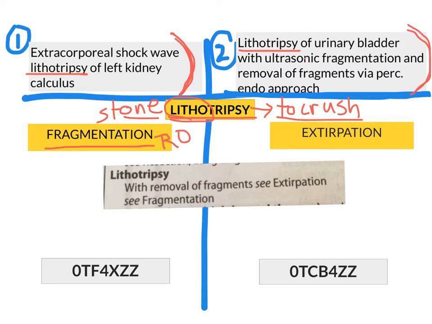However, in exercise 2, yes, they're performing the lithotripsy, so they're crushing the stone into little fragments, but they're also removing the fragments via percutaneous endoscopic approach. So when a lithotripsy procedure also removes the fragments surgically, so they're not left to pass naturally like we had over here, they're actually being removed surgically, then we will code to the root operation of extirpation. So remember what extirpation means. It means removing solid matter from a body part, okay?